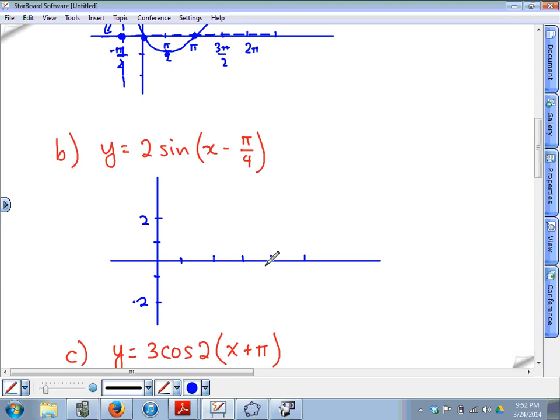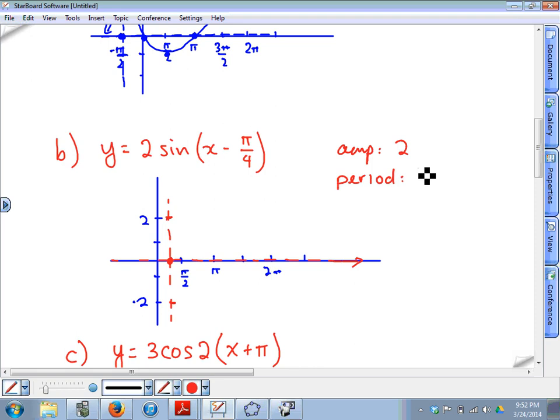Now, if we call this 2 pi and pi halves, then pi fourths is actually right in between 0 and pi halves. So right here would be pi fourths. So that's where I'm going to draw. So we're going to consider this now to be the origin, pi fourths comma 0. Now amplitude is 2.